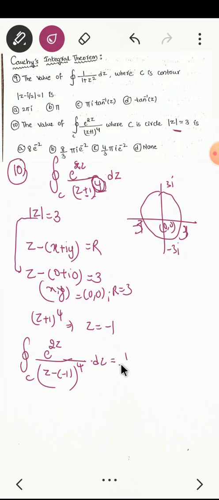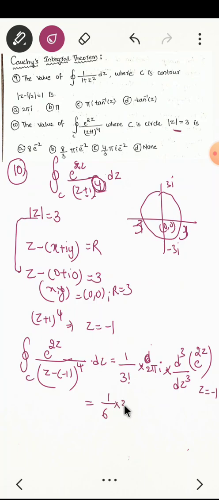That thing I can write as 1 by (n minus 1) factorial, that is 1 by 3 factorial, into 2 pi i into d cube by dz cube of e power 2z, and you have to substitute z equal to minus 1. After the entire calculation you have to substitute z equal to minus 1. Now 1 by 3 factorial is 1 by 6 into 2 pi i, since 3 factorial is 3 into 2 into 1.